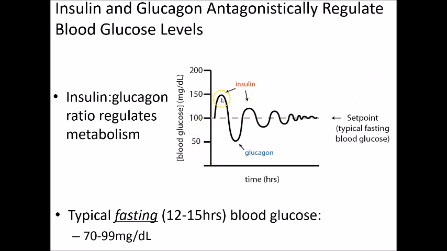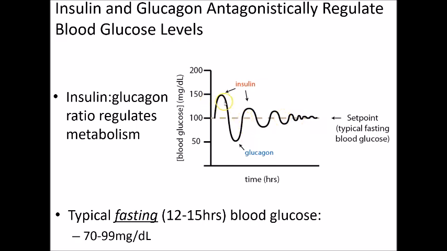Insulin is sometimes known as the hormone of abundance. It is released when blood glucose goes up. When glucose rises, insulin is released from the beta cells of the pancreas, and that lowers blood glucose back to the set point. The set point, in this case, is the dotted line, right at about 100. Yes, that's a little excessive, but just for the purposes of illustration, it's a nice, easy number.